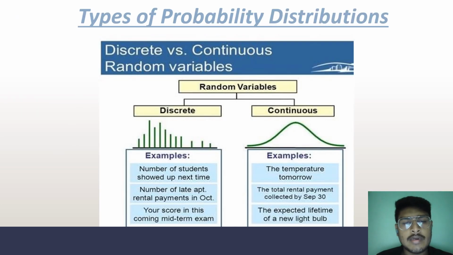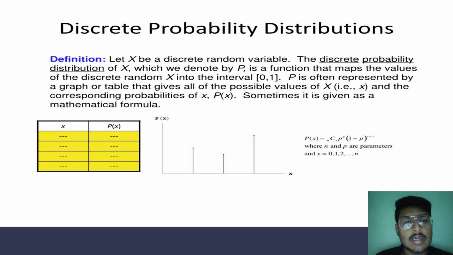And the next is types of probability distribution. In this, discrete and continuous are the types. Let's see the discrete probability distribution. Let x be a discrete random variable. The discrete probability distribution of x, which we denote by p, is a function that maps the values of the discrete random variable x into the interval of 0, 1. P is often represented by a graph or table that gives all of the possible values of x and the corresponding probability of x, which is p of x. Sometimes it is given as a mathematical formula.